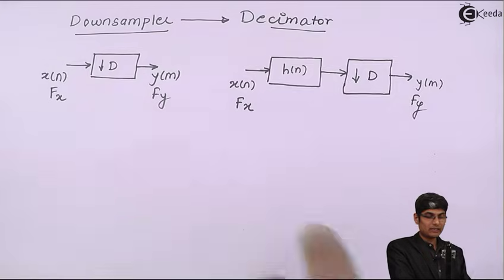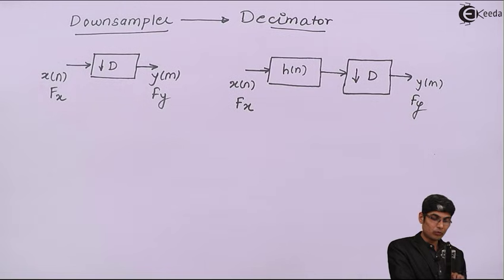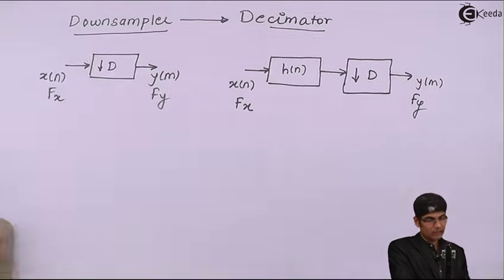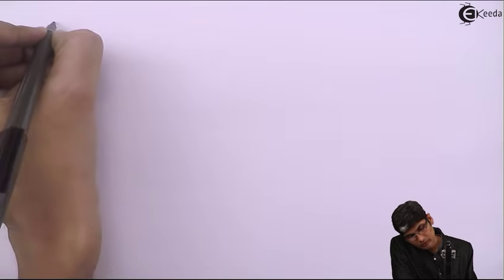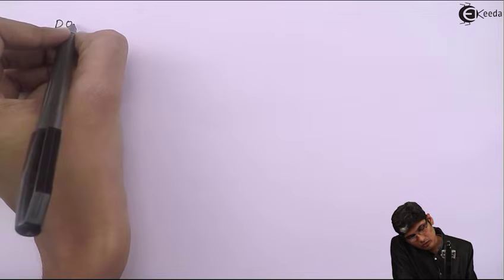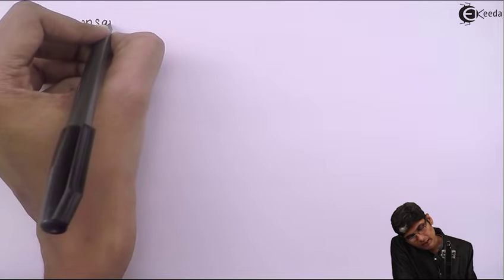So let us first analyze a downsampler, how it looks, or what the output y of m will be, in time domain and in frequency domain. So let us analyze the signal in time domain and in frequency domain for a downsampler. So this is my downsampler.